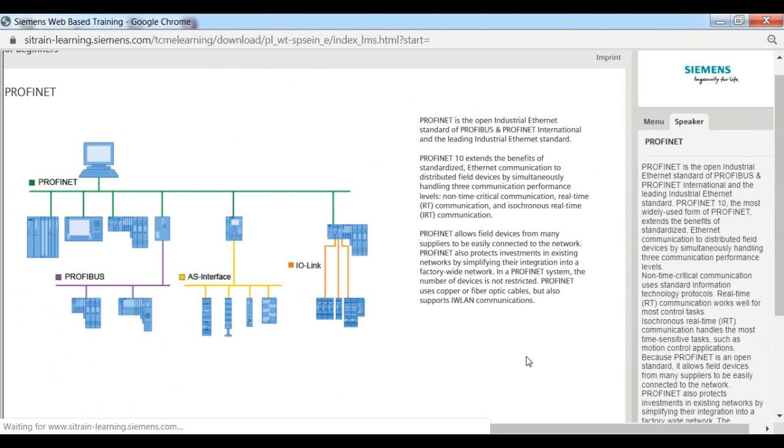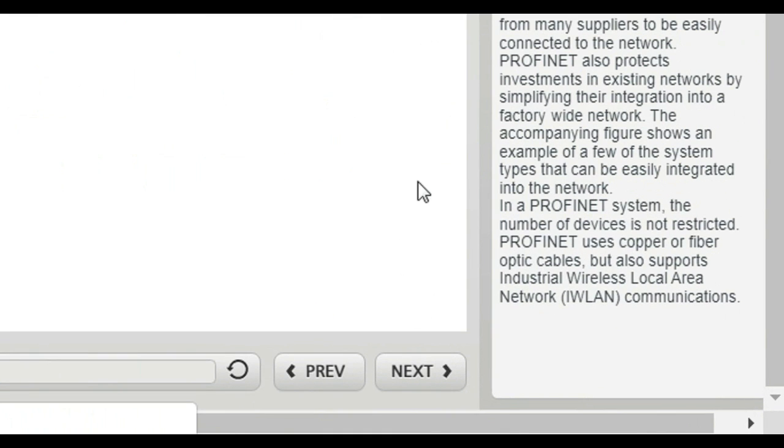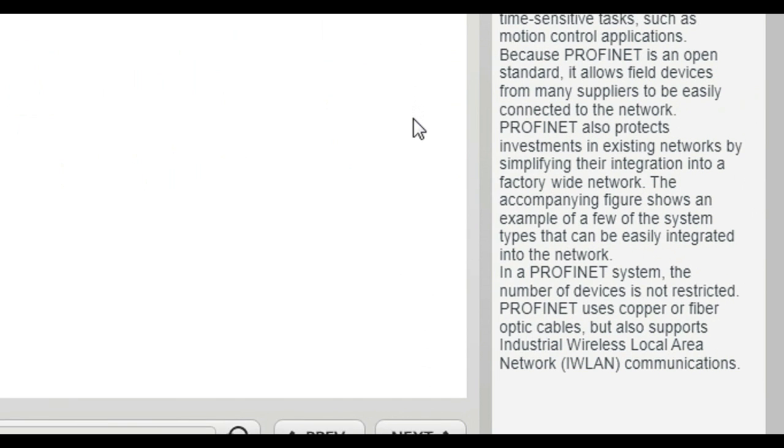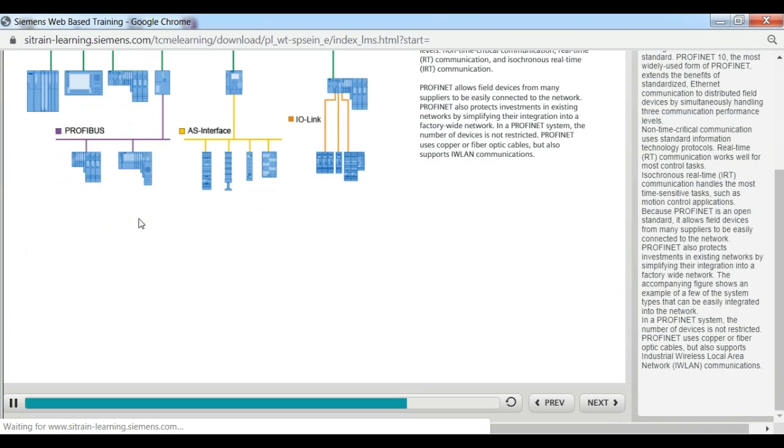Because Profinet is an open standard, it allows field devices from many suppliers to be easily connected to the network. Profinet also protects investments in existing networks by simplifying their integration into a factory-wide network. The accompanying graphic shows an example of a few of the system types that can be easily integrated into the network. In a Profinet system, the number of devices is not restricted.